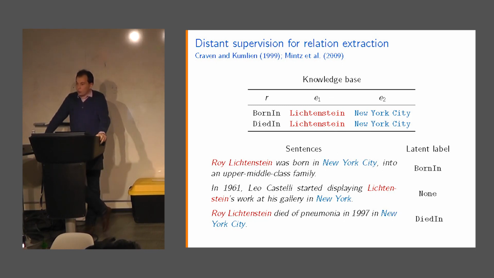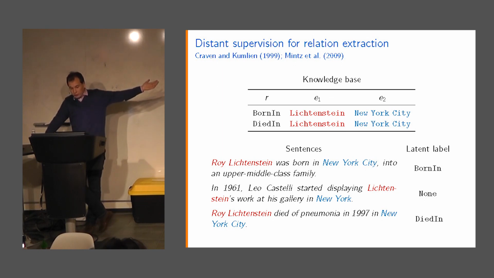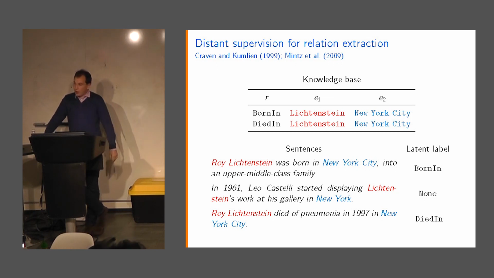Of course, the problem with that approach is that the labeled data that you obtain is very noisy, because a lot of the named entity pairs can verify, for example, several relations. So you have to be able to say which sentence expresses the fact that Liechtenstein was born in New York City, and which one expresses the fact that Liechtenstein died in New York City.